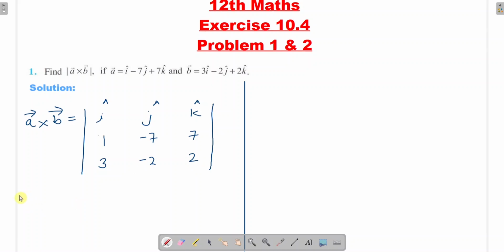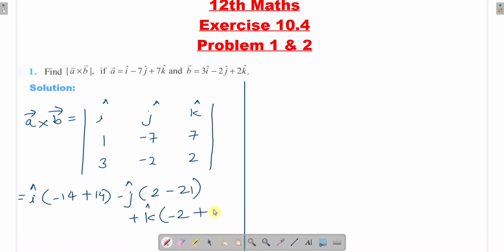Okay. So what you will get: i cap times 2 times minus 7 is minus 14, minus 2 times 7 is plus 14, right? Then minus j cap times 2 times 1 is 2 and minus 3 times 7 is 21. Then plus k cap times minus 2 times 1 is minus 2 and minus 3 times minus 7 will be plus 21.